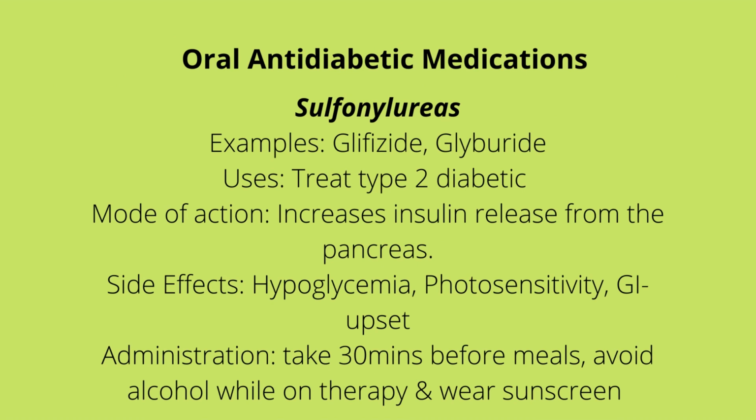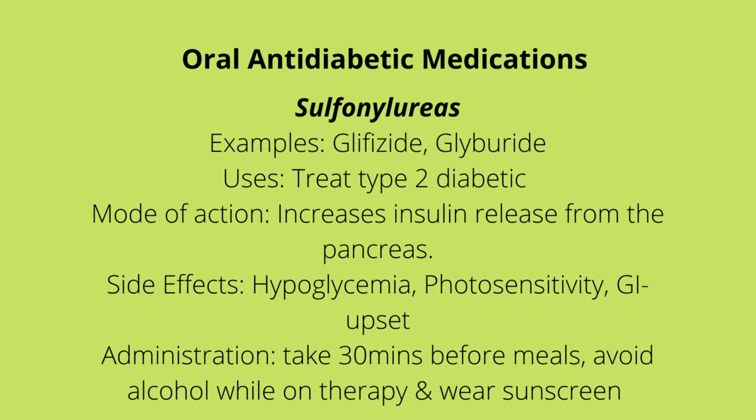Oral antidiabetic medications are only used with type 2 patients. First, sulfonylureas. With sulfonylureas, we have glipizide and glyburide. These medications are used for type 2. They are used to bring the sugar down.